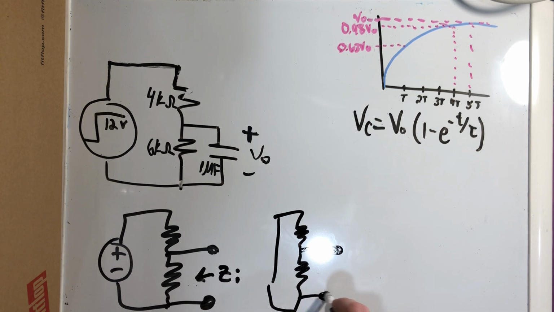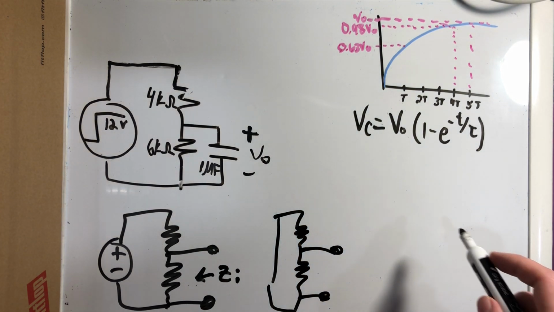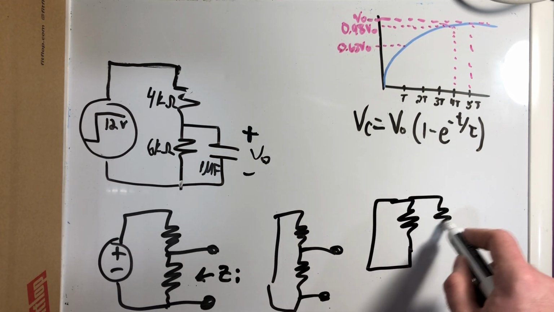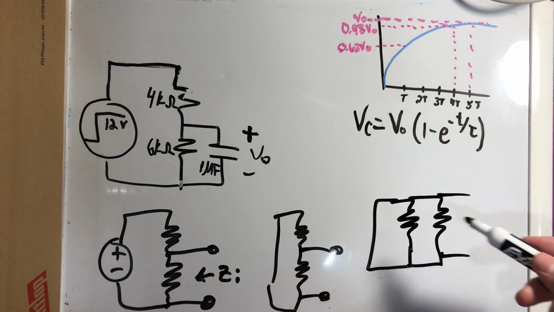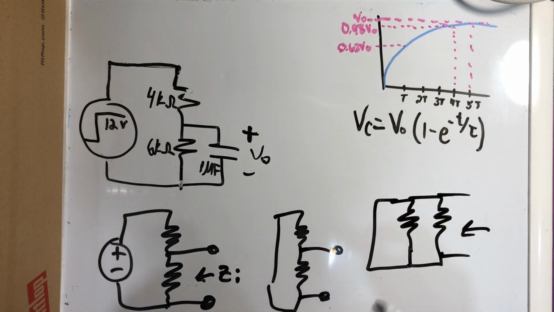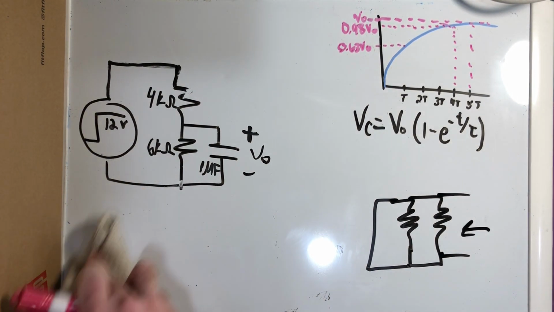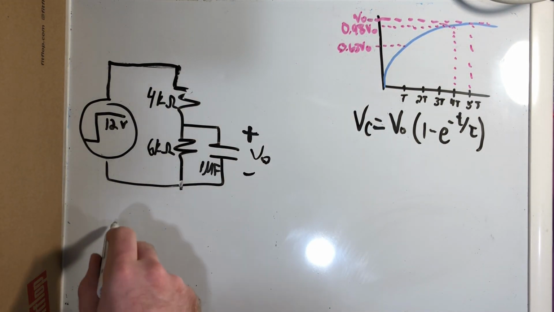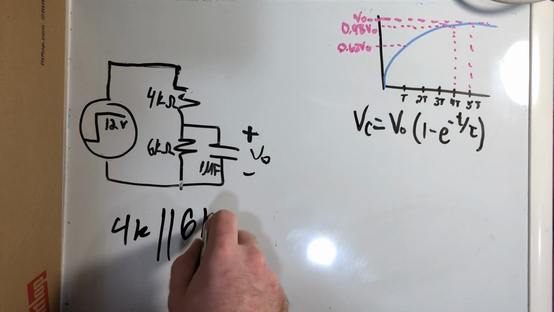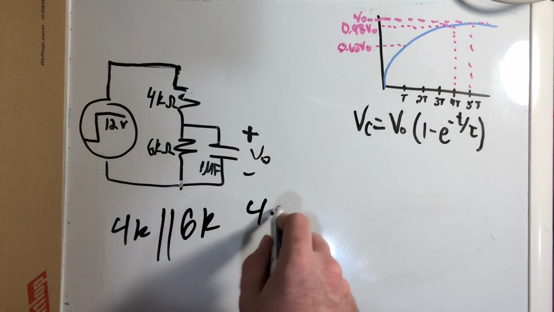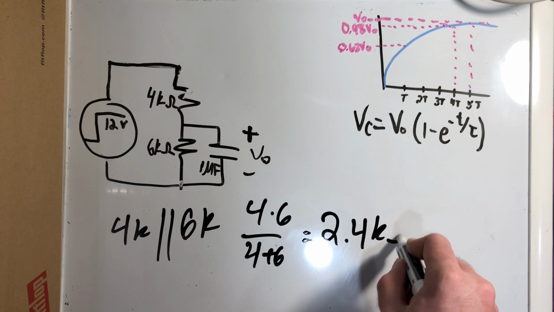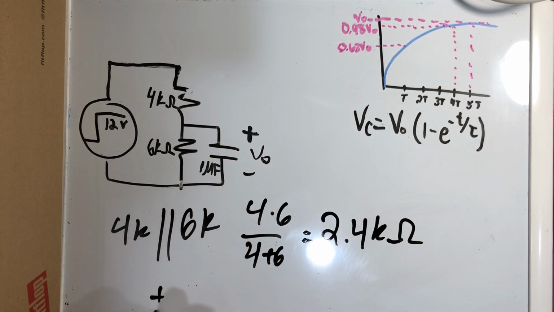So that leaves us with that. And if you redraw that, it's basically just this. And it's obvious that the impedance looking in is just the parallel combination of these two guys here. So if we actually take the parallel of those two resistors, we get 4K in parallel with 6K, 4 times 6 over 4 plus 6. That's 2.4 kilo ohms.